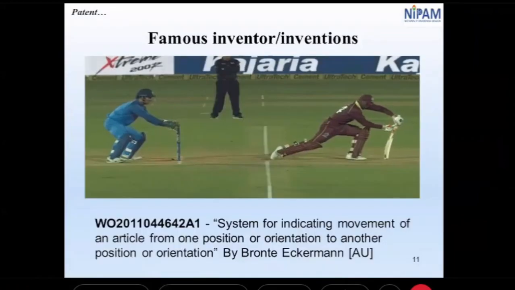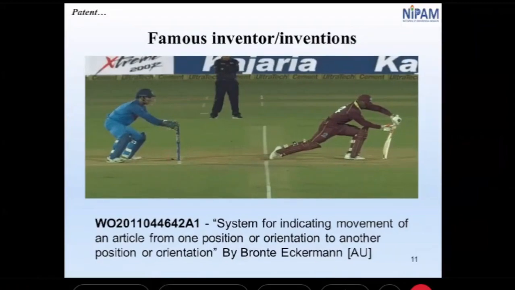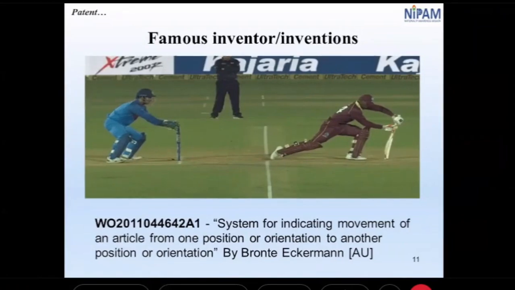So why I have included this invention here is, it's a famous invention, and the application number is this: system for indicating movement of an article from one position or orientation to another position or orientation. So this is an Australian application by Bronte. This is the man from Australia, and this is a very basic invention.